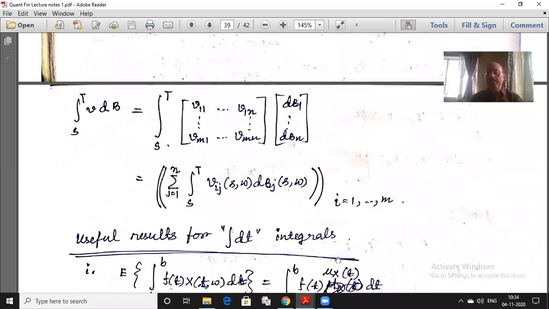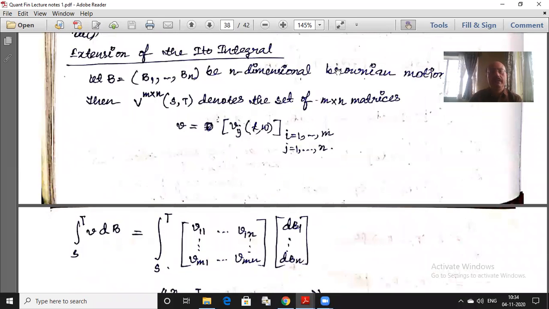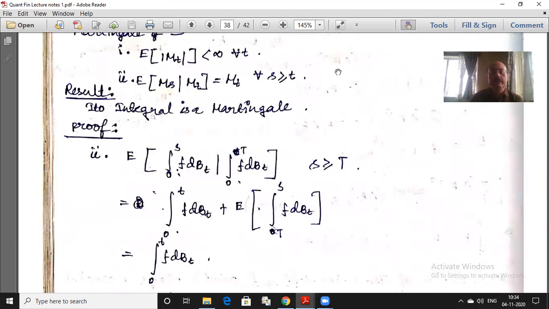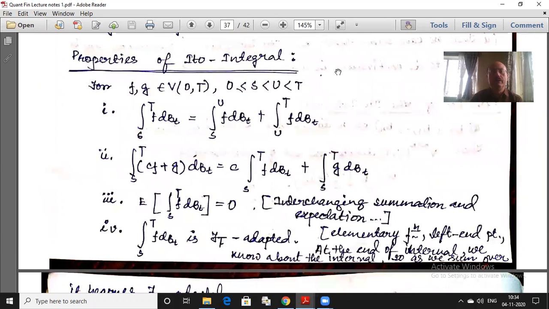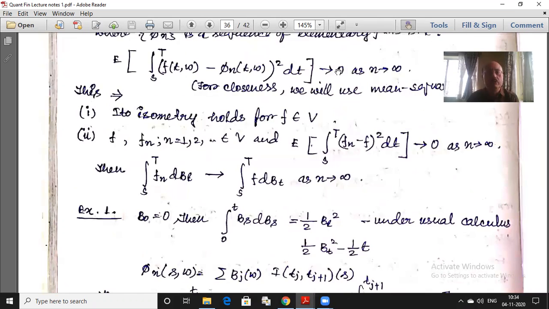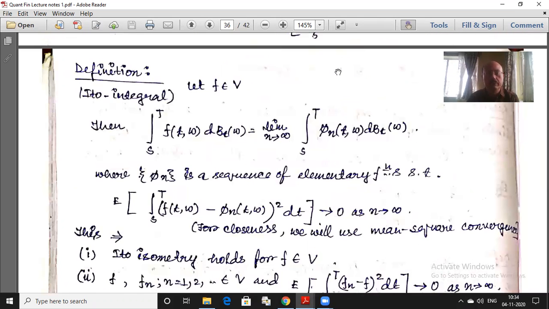So just a quick recap. On Monday we discussed the basics of the Ito integration: what assumptions or restrictions are required on the class of functions that we are going to use for the integration theory.